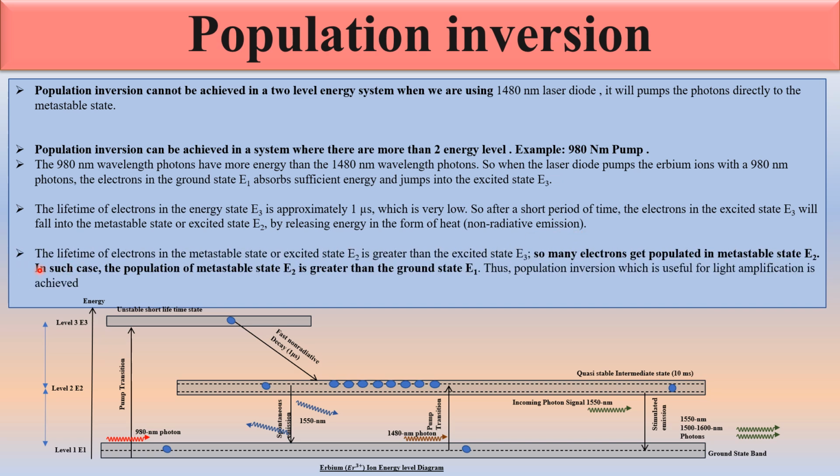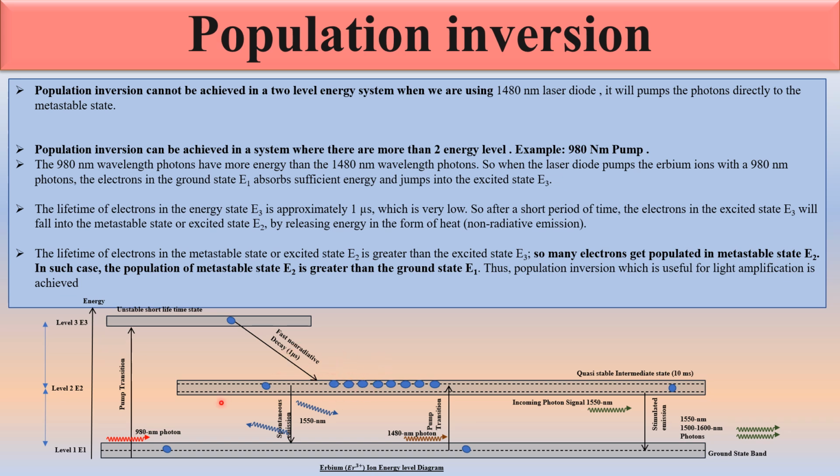The lifetime of an electron in the metastable state, or excited state E2, is greater than in the excited state E3. So many electrons populate the metastable state E2. What happens? The electrons absorb photons when a 980 nanometer pump is used, and the erbium ion is excited with a 980 nanometer photon. It will directly jump into the E3 state and then move after 1 microsecond to the quasi-stable state, and here it stays for 10 milliseconds.